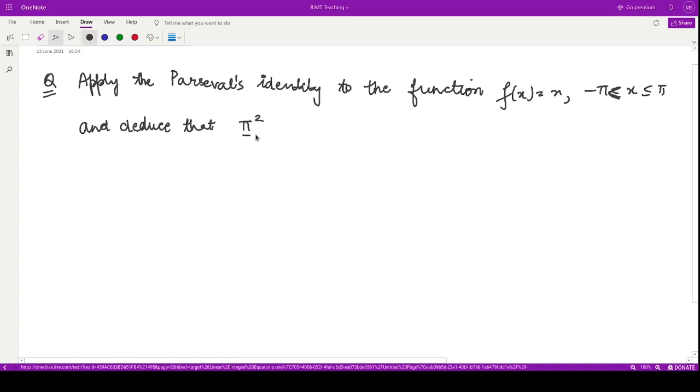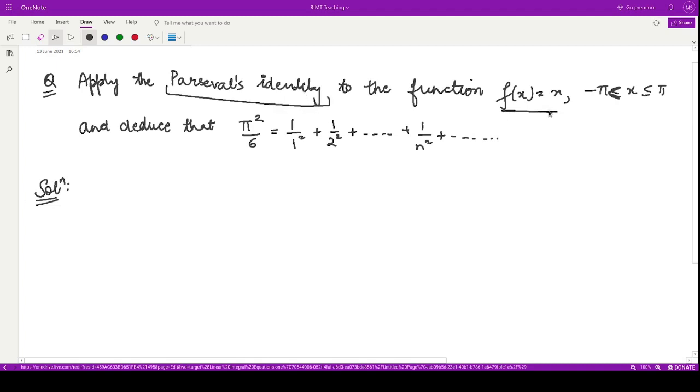you have pi square by 6 is equal to 1 by 1 square plus 1 by 2 square plus so on. So that means you have terms of the kind 1 by n square. So for that, in order to apply the Parseval's identity, what you should know about this function, first of all, is which form of Parseval's identity should I use here? Are there some particular cases which I could use here?